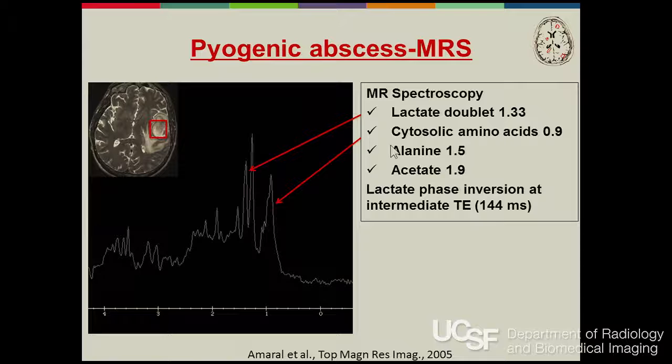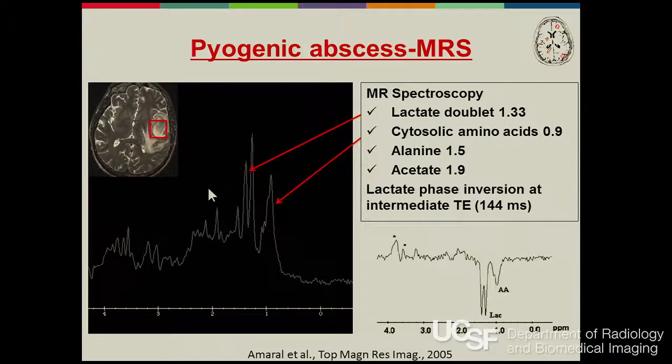our cytosolic amino acids. So again, if this was a dilemma and you're debating between hemorrhage or infection, this spectroscopy may give you some further confidence, but usually not the primary means to make the diagnosis. When you do an intermediate echo, sometimes you can confirm this is the lactate peak by watching its inversion at 144 milliseconds.